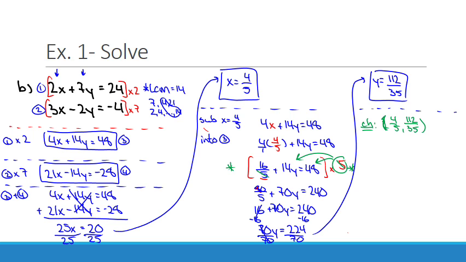So I'm going to check it with the other equation, which is equation 4. So I would get 21 over 1 times 4 over 5 minus 14 over 1 times 112 over 35 equals negative 28. That becomes 84 over 5. This, I'm sorry, I got to reduce this. I hate multiplying without reducing first.